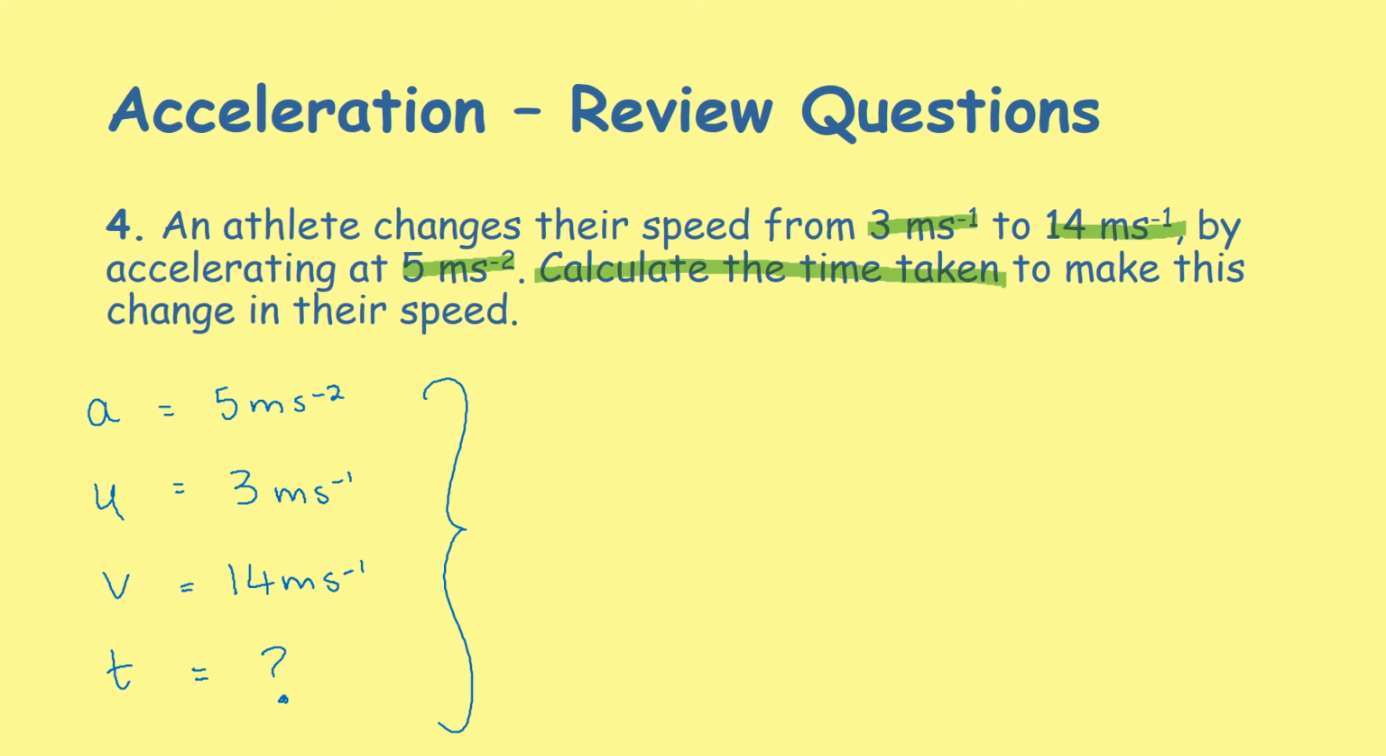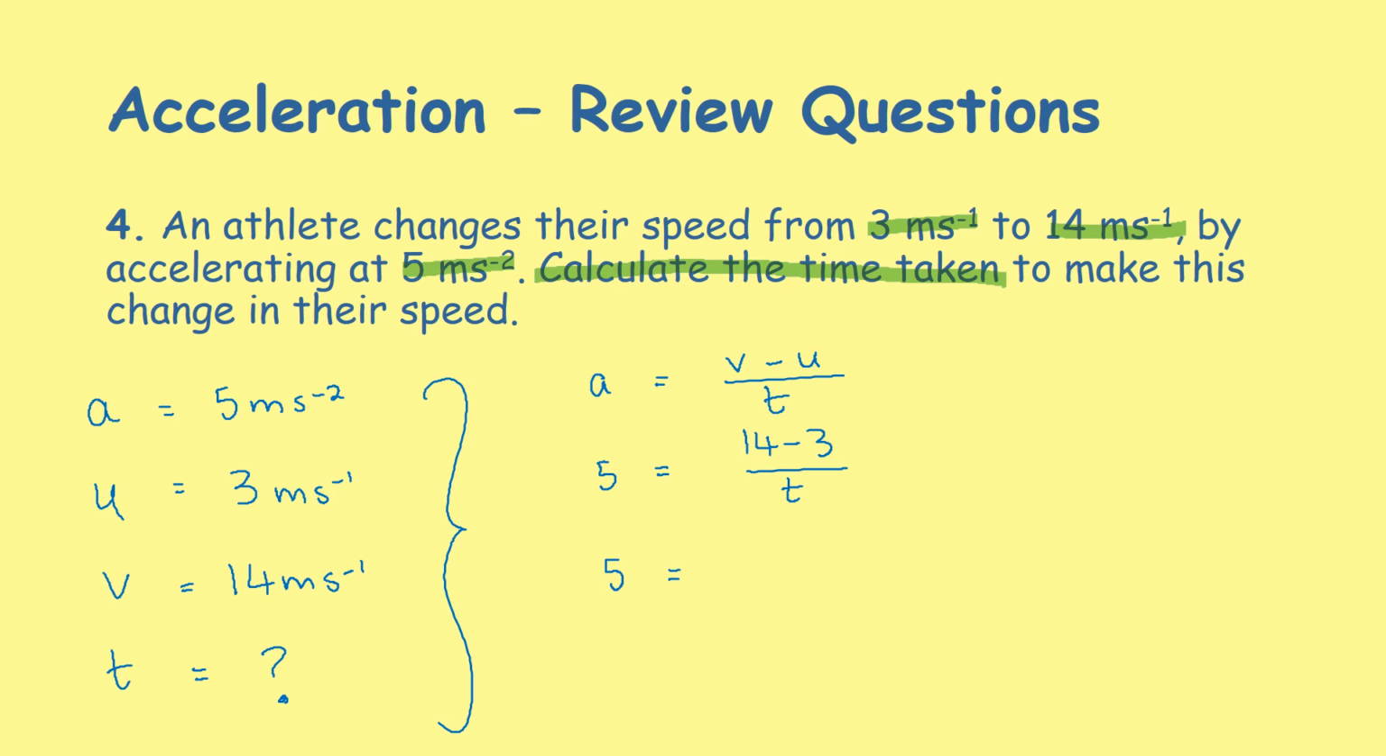We can use our equation to calculate the time. So A equals V take away U divided by T. Let's put in our numbers. So 5 equals 14 take away 3 divided by T. Let's simplify it for ourselves. So 14 take away 3 is equal to 11.